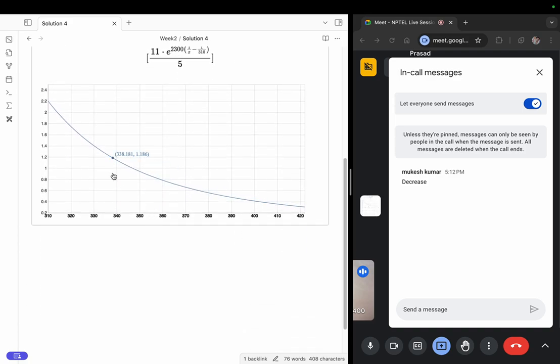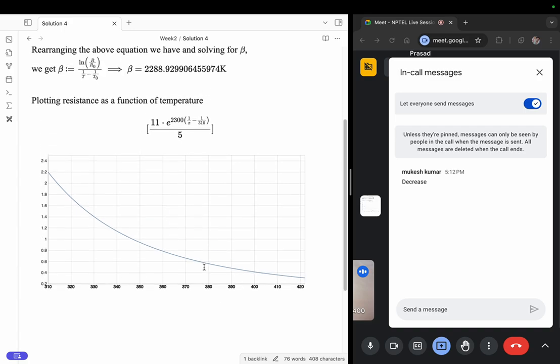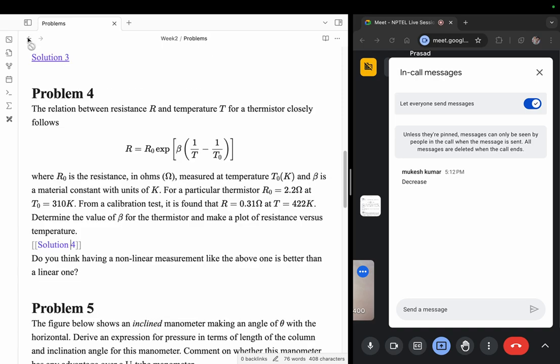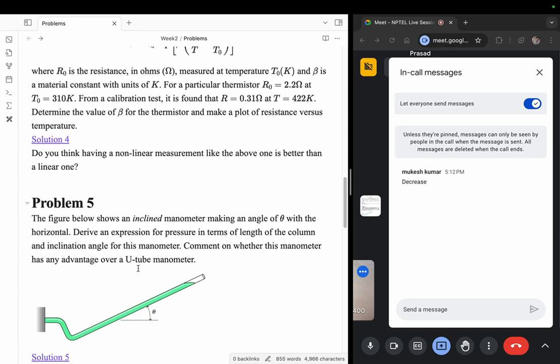So I just plotted this to show you that it is not linear. It has some non-linearity, but if you observe closely, there are certain regions where it is actually linear, in the sense that you can approximate it as linear even though the original function is non-linear. At high temperatures, you can assume it is close to linear. Coming back to our question, as long as you know how it varies, it doesn't matter. The only difference comes with the sensitivity. We will discuss this in the next problem.